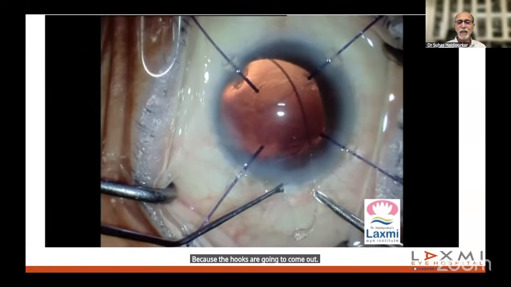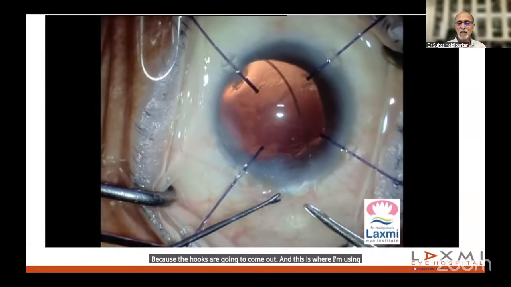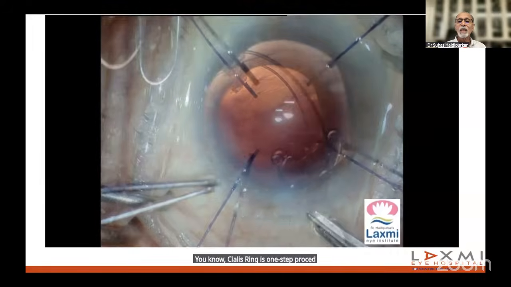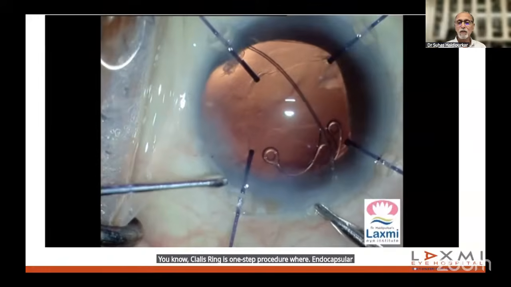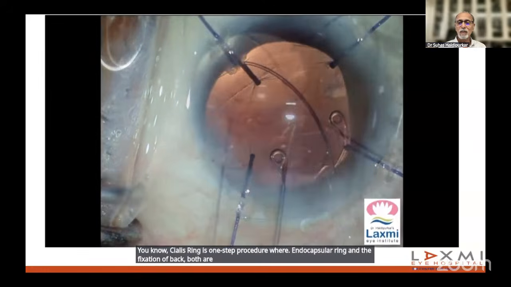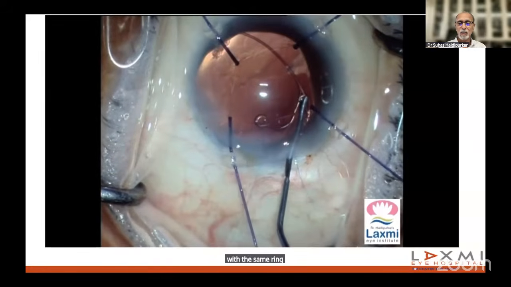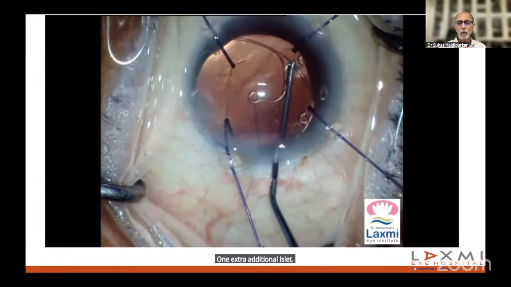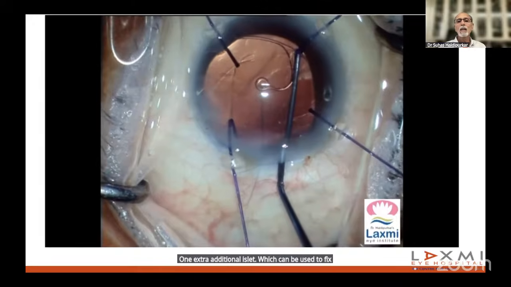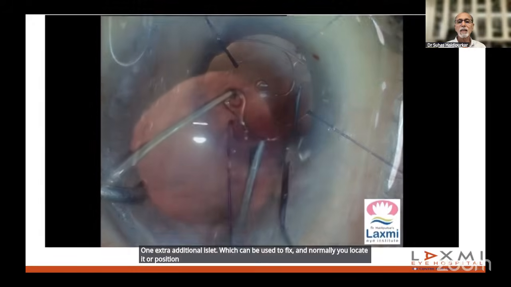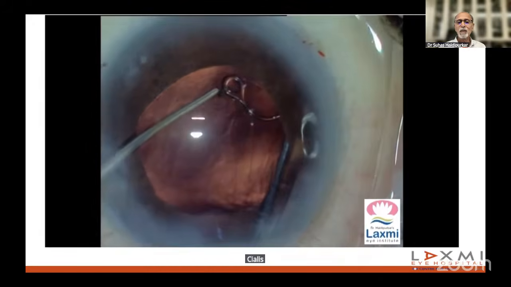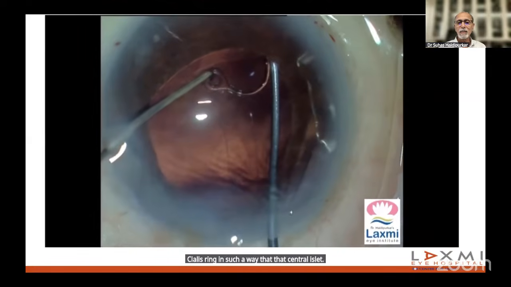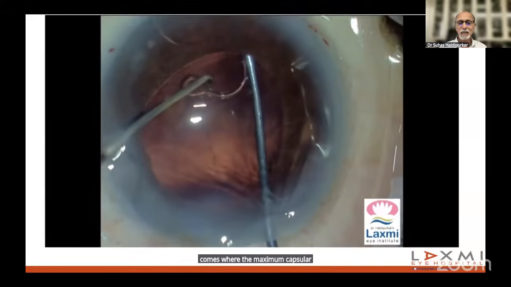And this is where I'm using a Sionis ring. Sionis ring is a one-step procedure where endocapsular ring and the fixation of the bag are both done with the same ring, because this particular CTR has one extra additional eyelet which can be used to fix. And normally you position this Sionis ring in such a way that the central eyelet comes where the maximum capsular instability is.